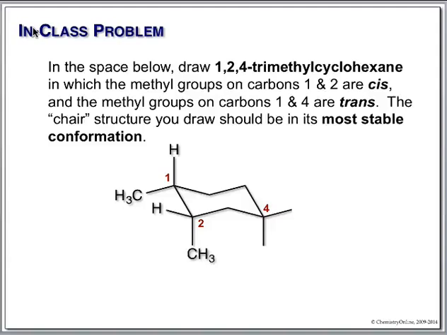Now we go over here to carbon 4. We're told that 1 and 4 are trans. So here our methyl on carbon 1 is pointing down. That means the methyl in carbon 4 must be pointing up. And that is our trouble. We have two equatorial groups. That's good. One axial that we just stuck with. If we did a ring inversion here, we would have two axials and one equatorial. Everything that's equatorial becomes axial. Everything that's axial becomes equatorial.